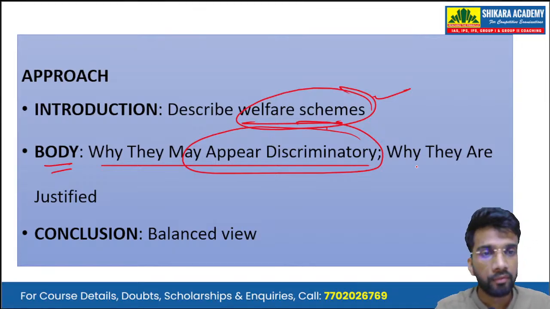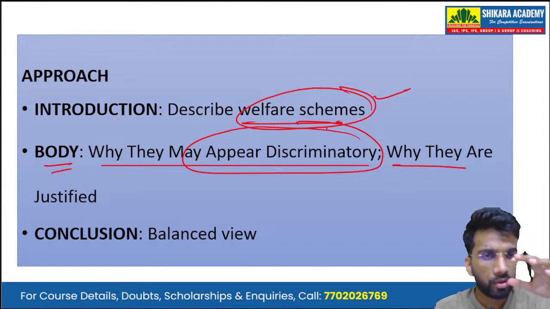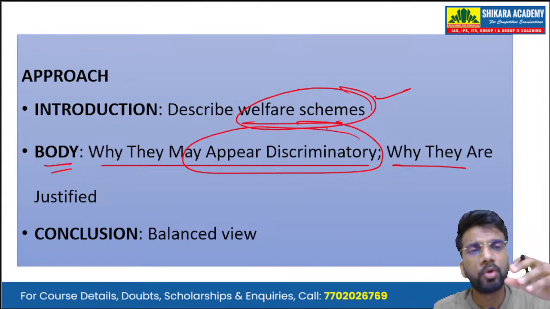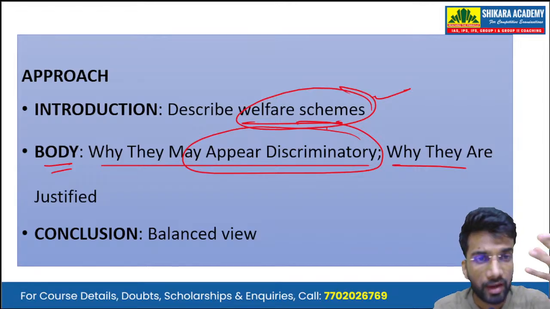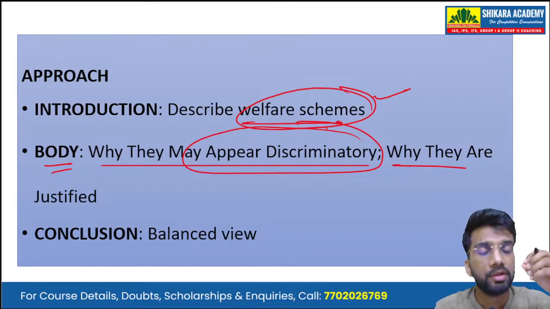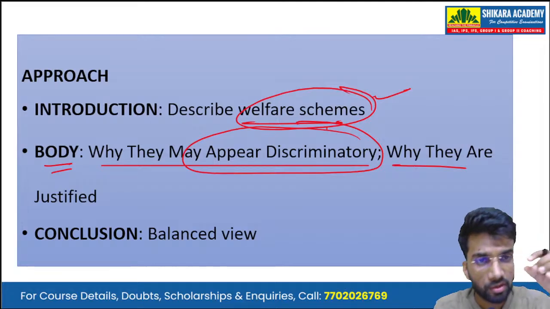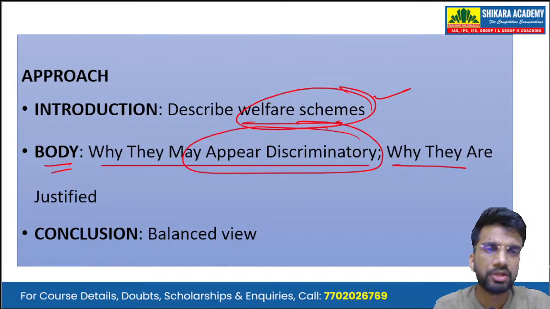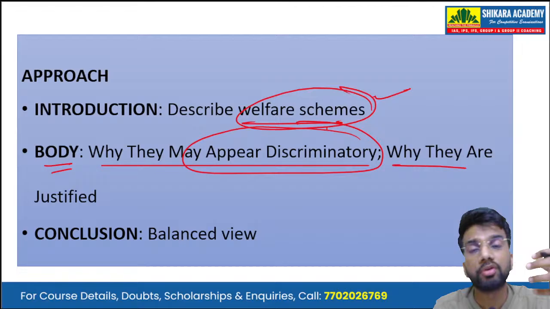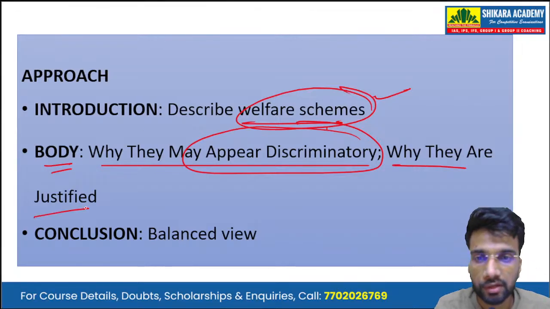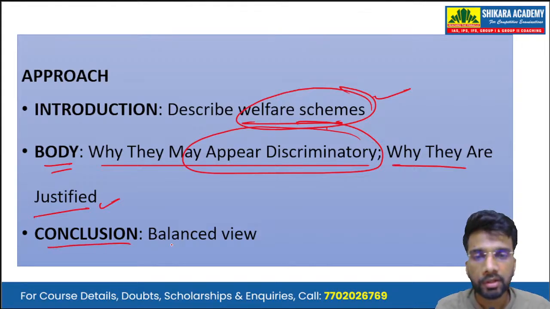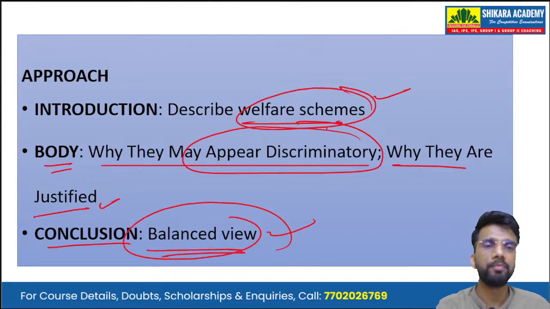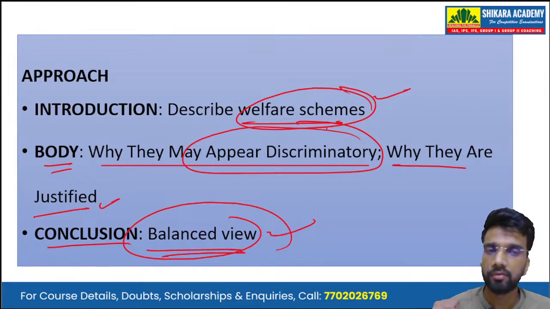Then, in order to make a balanced view, we have to provide the other side of the argument. We have to justify also. Okay, so whenever such a question is asked, always justify these schemes that are designed or implemented for the upliftment of the vulnerable sections of the society. So we have to justify these schemes as well. So in conclusion, we have to give a balanced view. We have to summarize a balanced view of the answer.